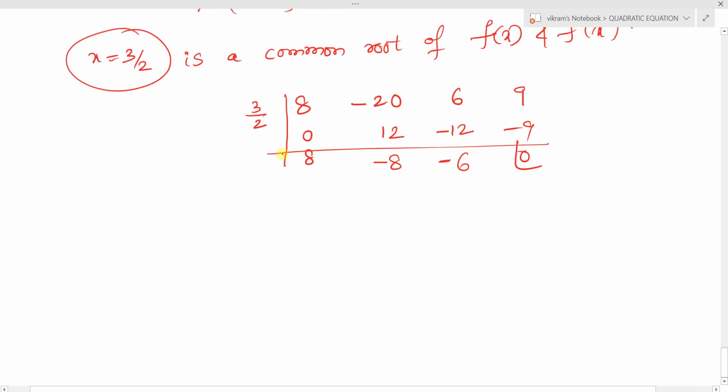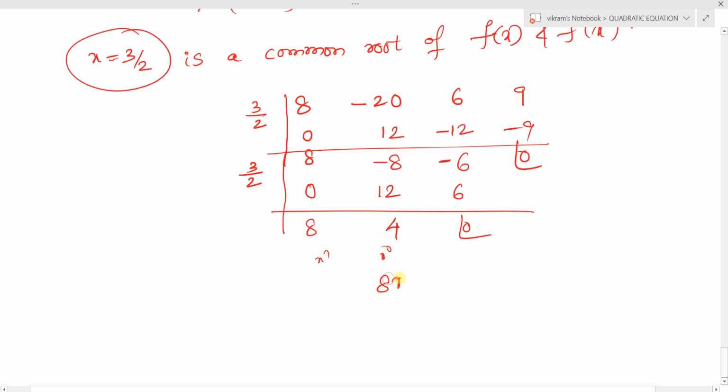And again, this is also synthetic division with the repeated root 3 by 2. Under the first column 0, 8, and if we multiply 8 we get 12, we get 4, and if we multiply 3 by 2 into 4 we get 6. The remainder is 0. Then x power 0 and x power 1, that means the quotient is 8x plus 4. So now we can write f of x as x minus 3 by 2 whole square into 8x plus 4.